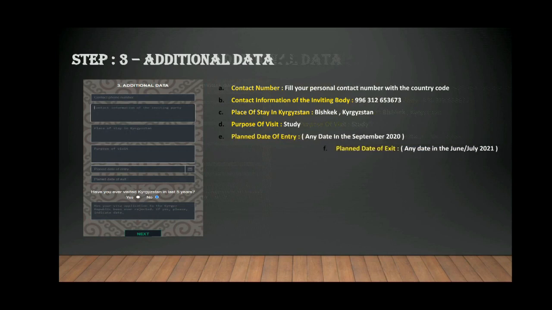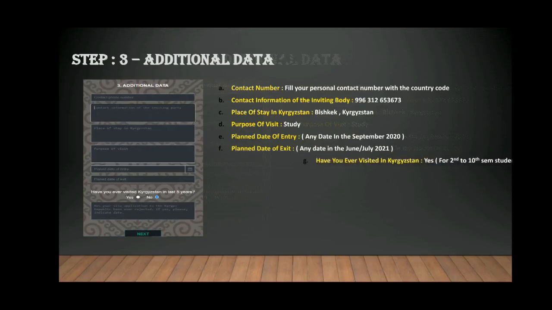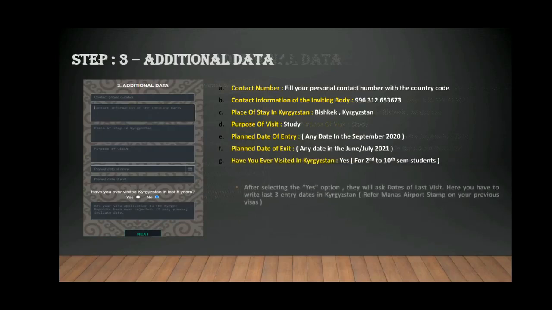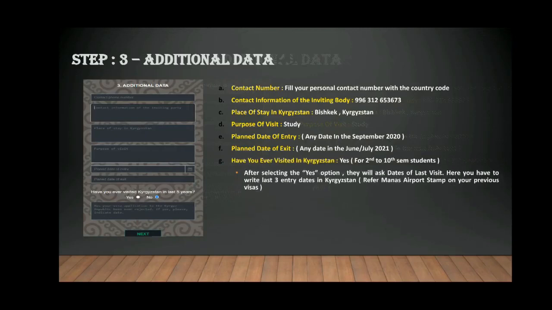Have you ever visited in Kyrgyzstan? For the students who are studying in 2nd to 10th semester, have to choose yes. After selecting yes option, they will ask dates of last visit. You have to write last 3 entries in Kyrgyzstan. You can refer Manas airport stamps on your previous visas. The last question will be: has your visa application to the Kyrgyz Republic ever rejected? If yes, please fill your valid reason. After filling all the information, click on the next button to enter the fourth step.